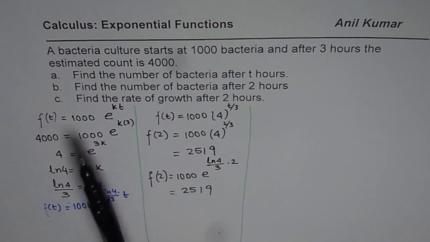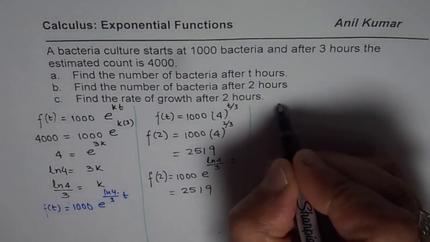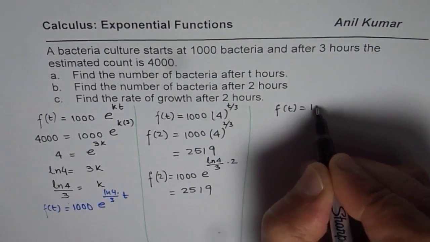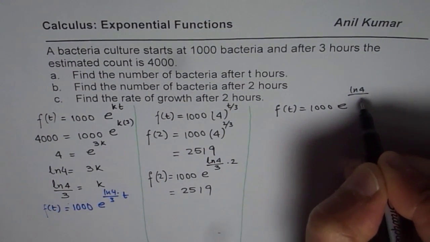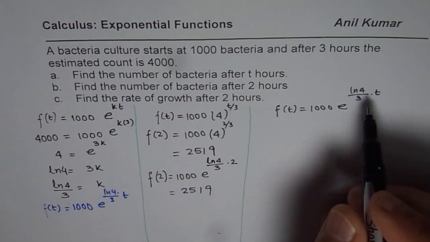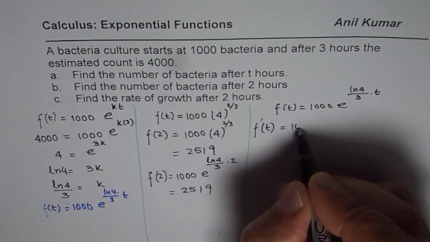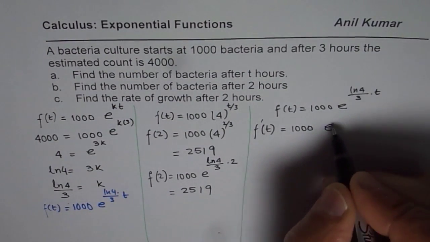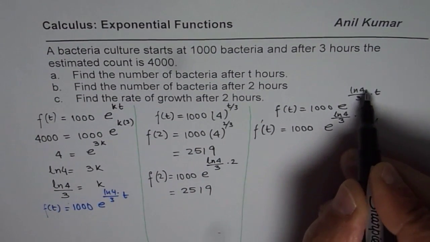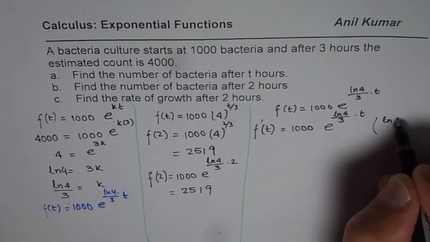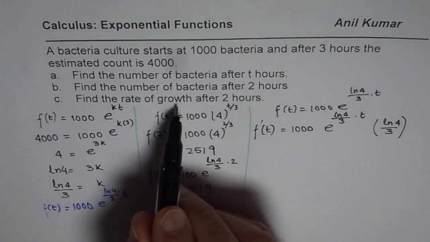Part C is find the rate of growth after 2 hours. Now for the rate of growth, let us use the function f of t equals 1000 e to the power of ln 4 over 3 times t, right? Now f prime of t, the rate of growth, will be 1000 times this function itself, e to the power of ln 4 over 3 times t, times the derivative of the exponent. So the derivative of this will be ln 4 over 3, right? So that becomes your derivative.